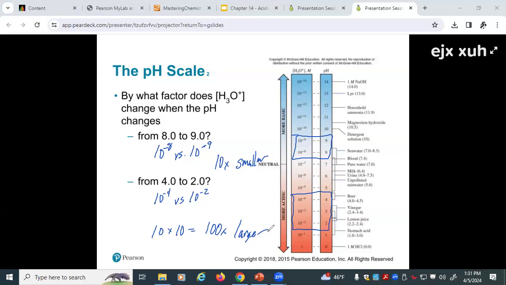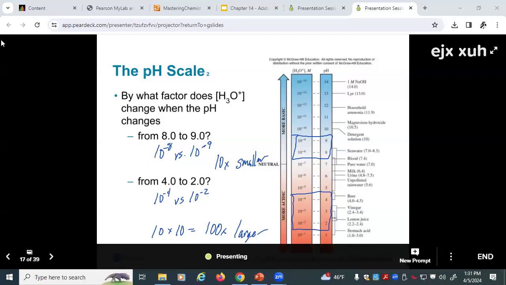So this is a logarithmic scale. Every step on the ladder is 10 times greater than the step before it, or 10 times lesser than the step before it. So make sure that you're aware of that when you start comparing pHs and trying to figure out concentrations, because those steps are bigger than you think.